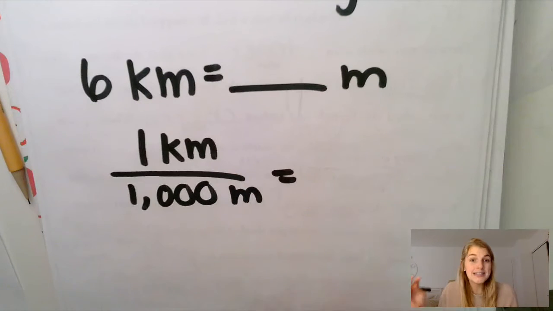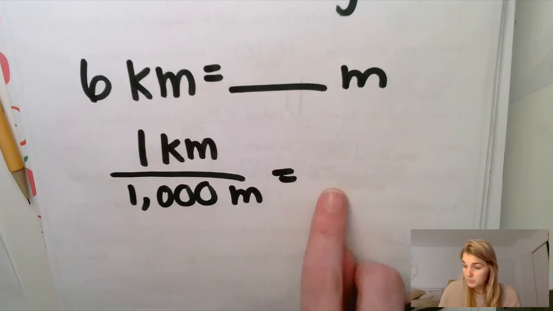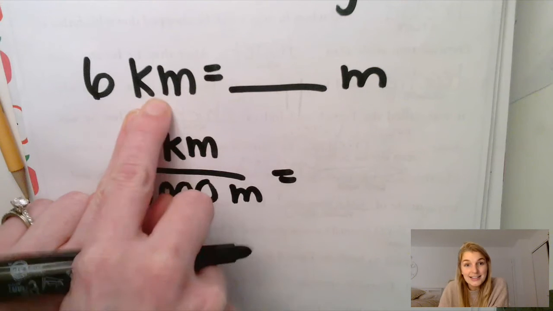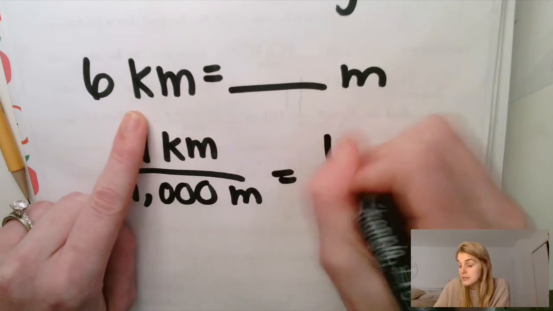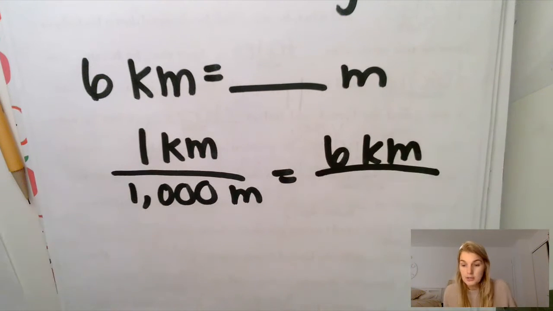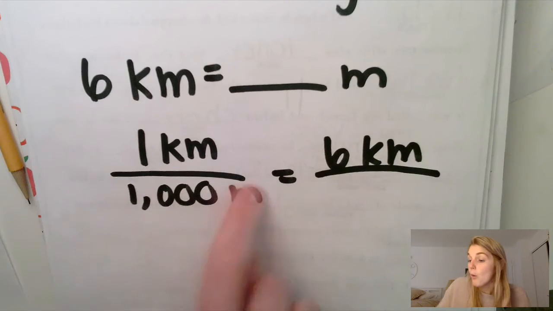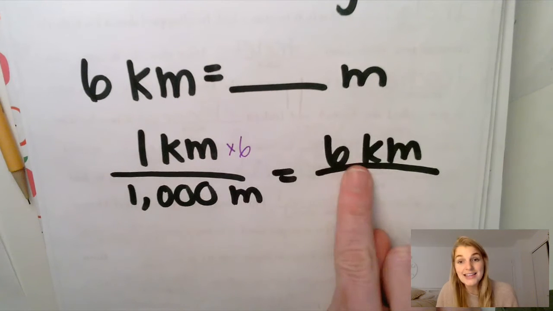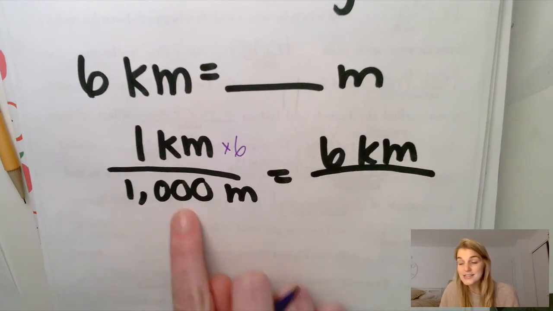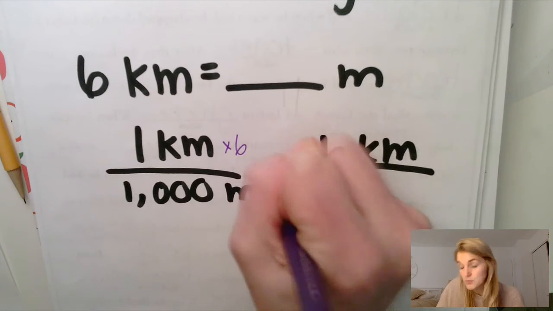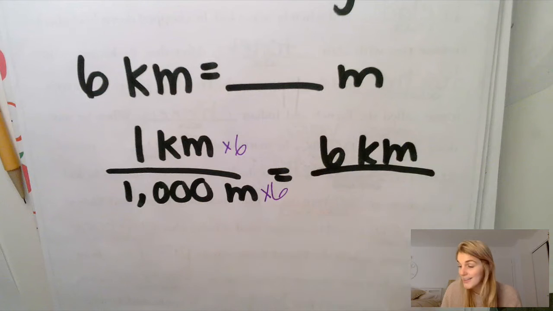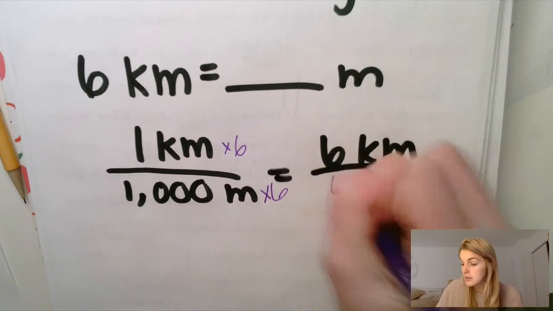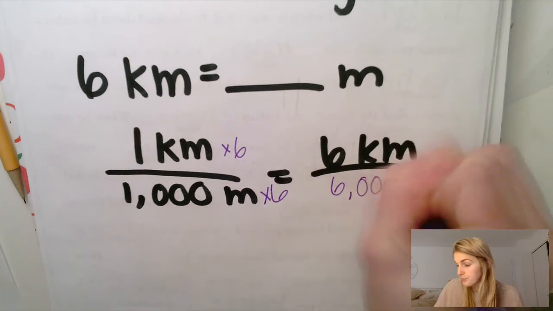So now we're going to do exactly what we've been doing. We want to match up our kilometers. We know that there are 6 of them. So 6 km. Now, same thing we've been doing. How did we get to 6? All right, well, 1 times 6 is 6, which means 1,000 times 6, because what you do to the top, you do to the bottom, is 6,000. Because we multiply our whole numbers, 1 times 6 is 6, and then add 3 zeros.